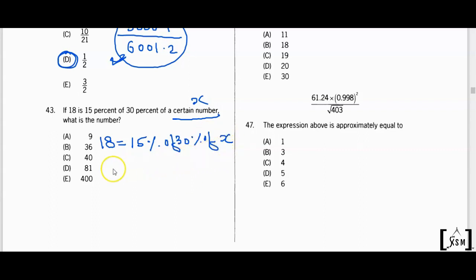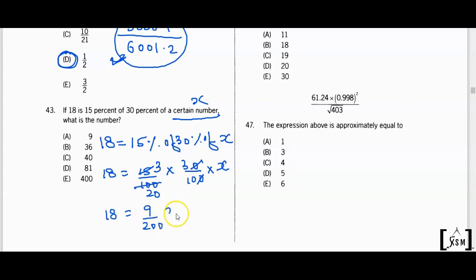Of means times. 30 over 100. 10 10 gets cancelled. 5 will cancel them, right? 18 equal to 9 over 200 times x. And this 9 and 18 can cancel 2 times, right? So x will be equal to 400. Option E should be the correct answer.